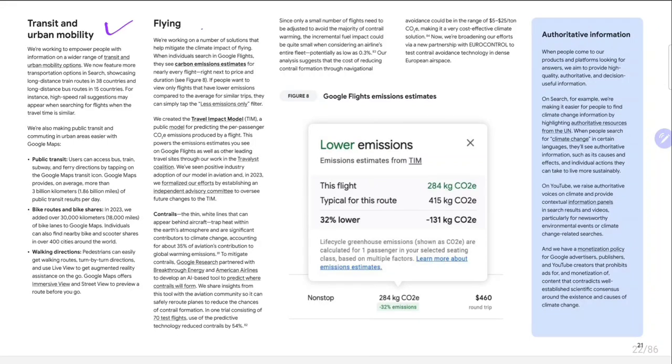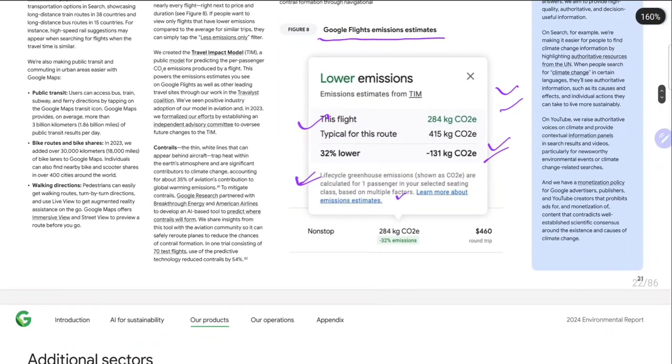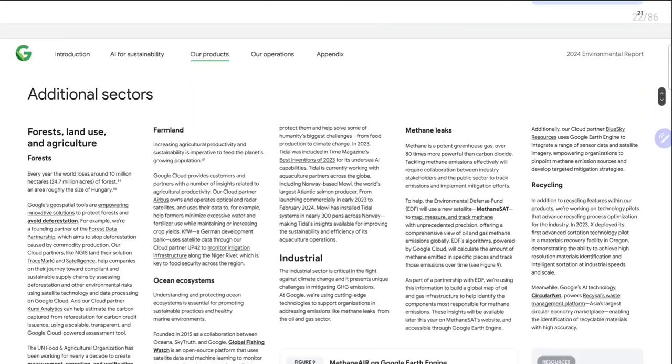Related to transit and urban mobility, flying, we see certain important information like Google Flights emission estimates. Generally this is available on Google Flights. If you want to find out how much emission is generated because of the flight movement for one person per flight round trip, that information we can see here. And very interesting to know, life cycle greenhouse gas emissions are calculated for one passenger in the selected seating class based on multiple factors. So this is also very useful information for all the sustainability students.